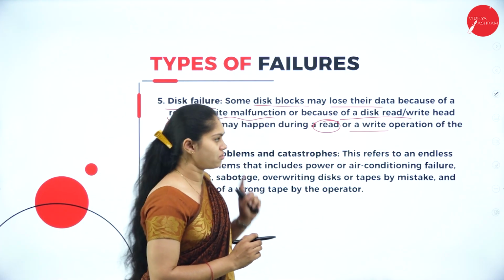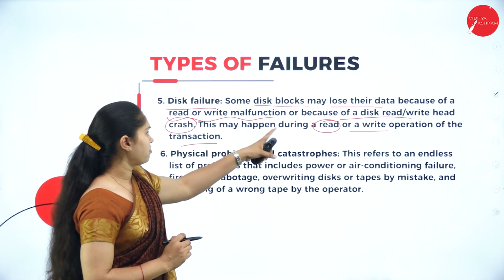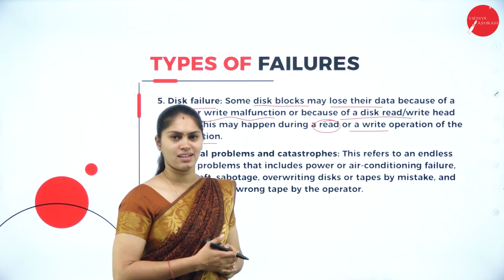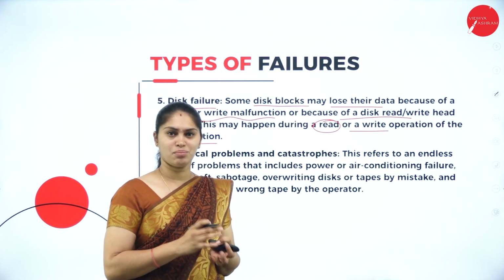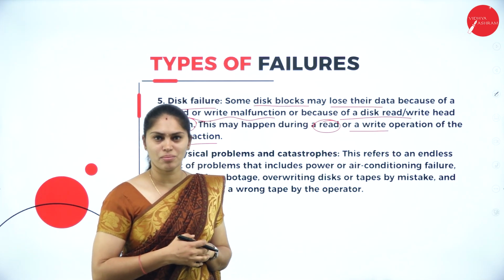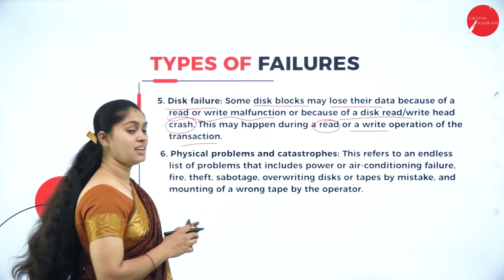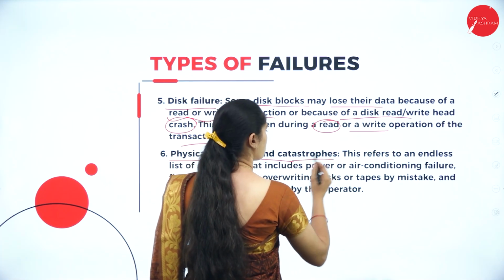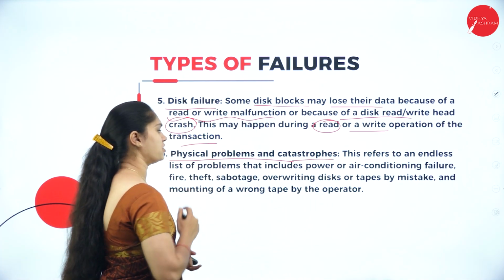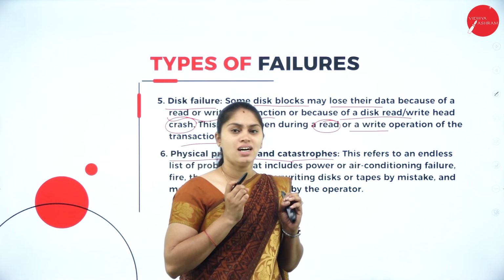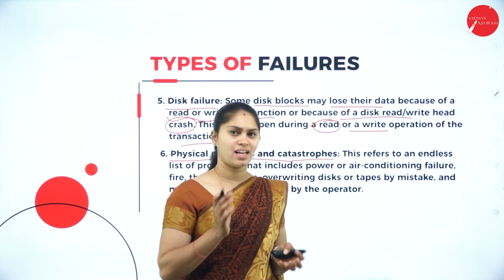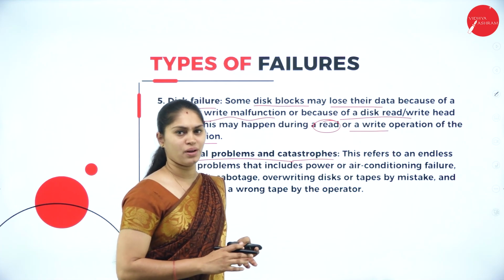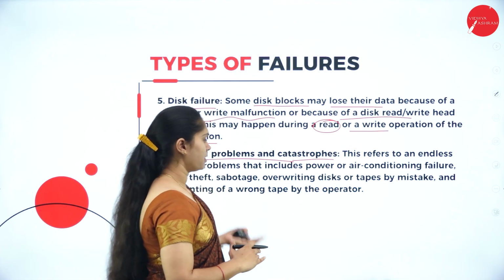If something goes wrong with the head crash, at that time we end up with this disk failure, or if some memory space is not there in the disk. If it is not fetching the content properly, if it is not writing the content properly, then we are faced with these disk failures. Next, we have physical problems and catastrophes. That refers to any physical damage or mistakes or any errors taking place with respect to the physical components. At that time also we end up with some problem.